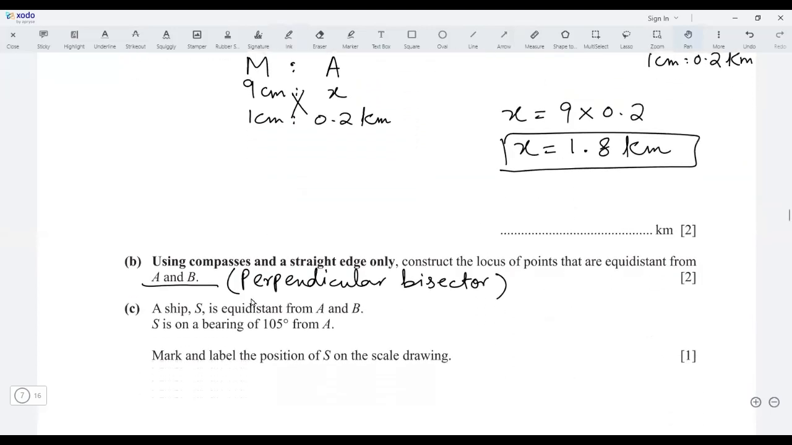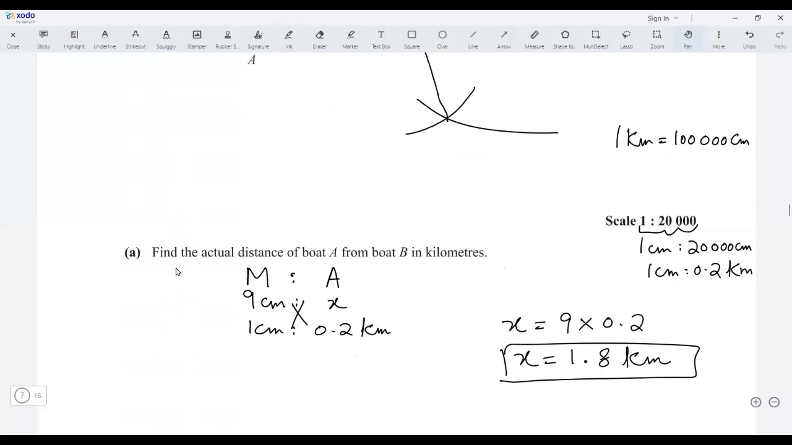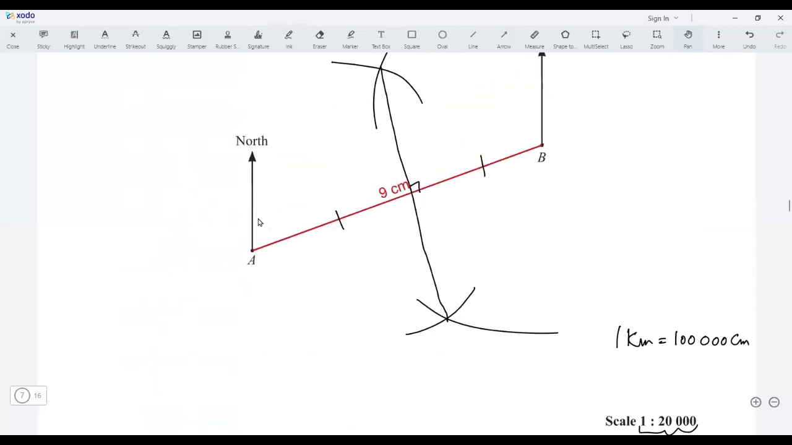What is the next question telling us? A ship S is equidistant from A and B. Equidistant from A and B means it must be lying on the perpendicular bisector line. Once you have done the previous concept correctly, then you can do this concept. We have to show S is on a bearing of 105 from point A. So look at the north of A and measure 105 degrees and then plot that point. So here at some place it's giving you 105 degrees.